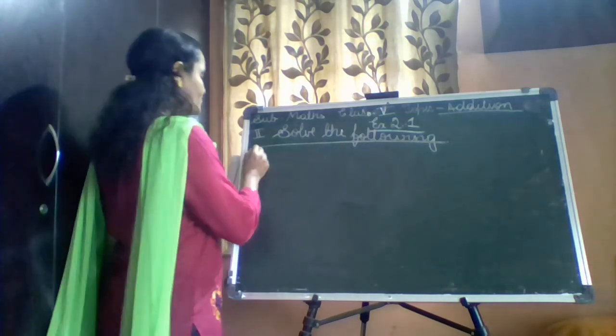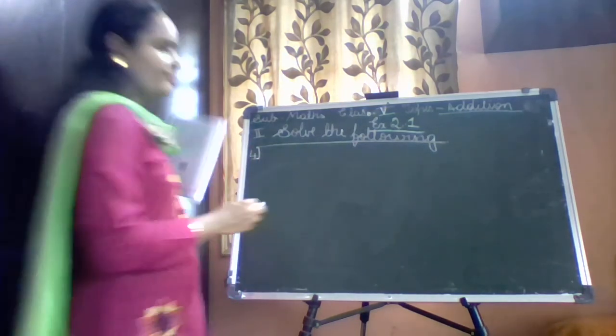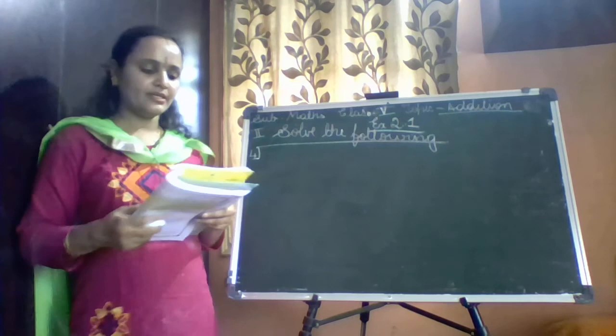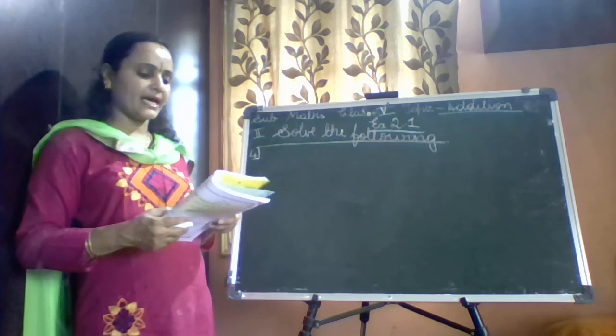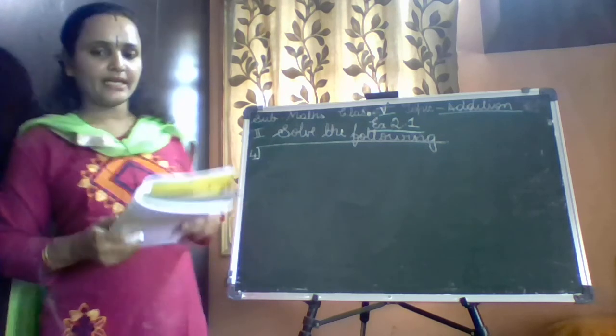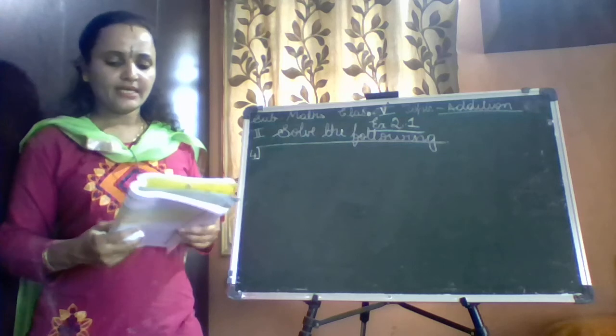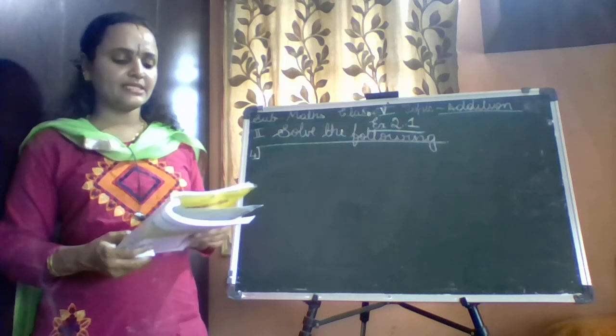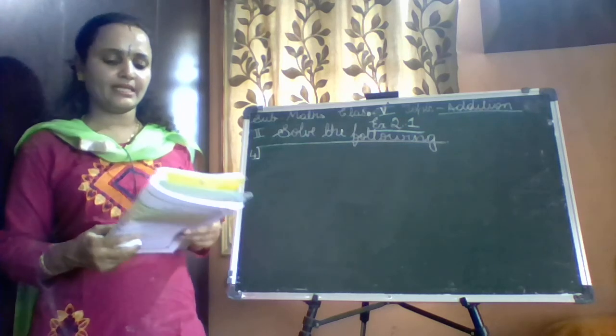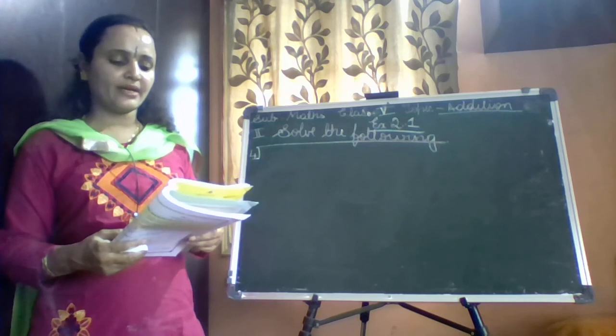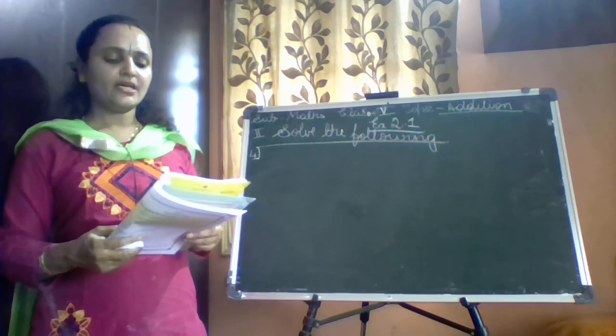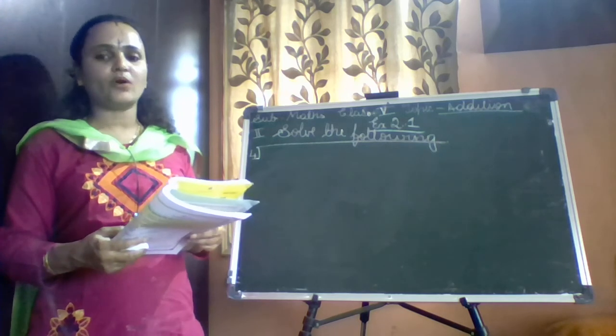Okay, this is the fourth problem in your textbook. Let me read the question. A public library in a city has 17,943 books in Kannada, 14,635 books in Hindi and 10,284 books in English. How many books are there in the library altogether?